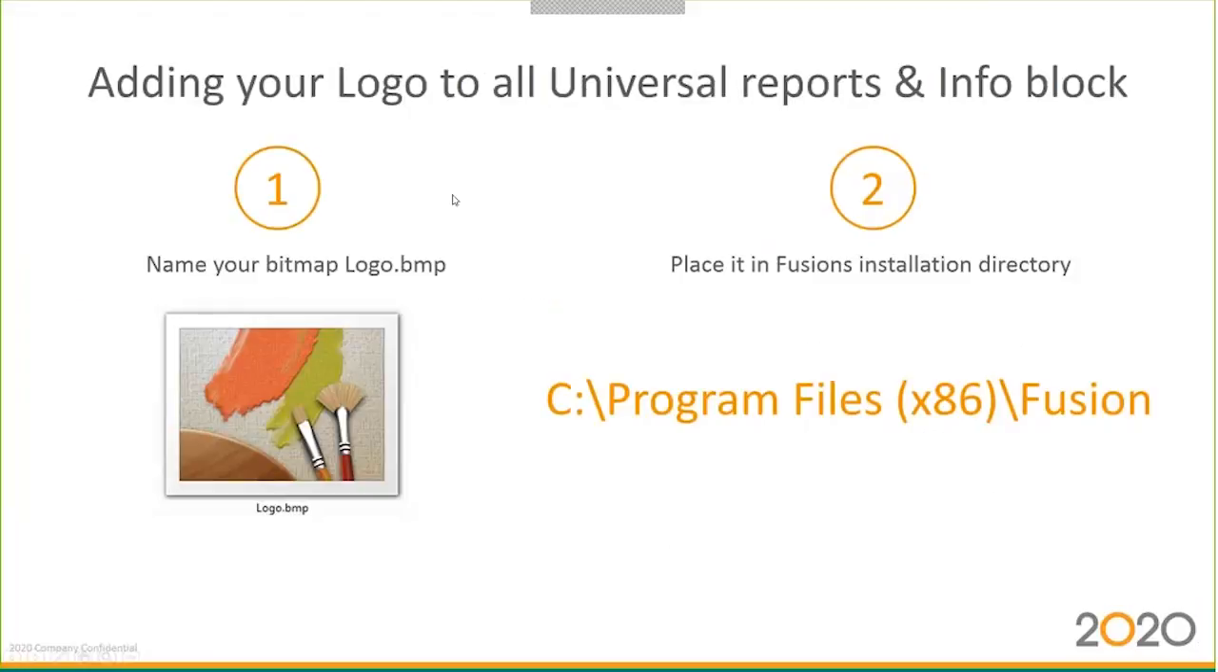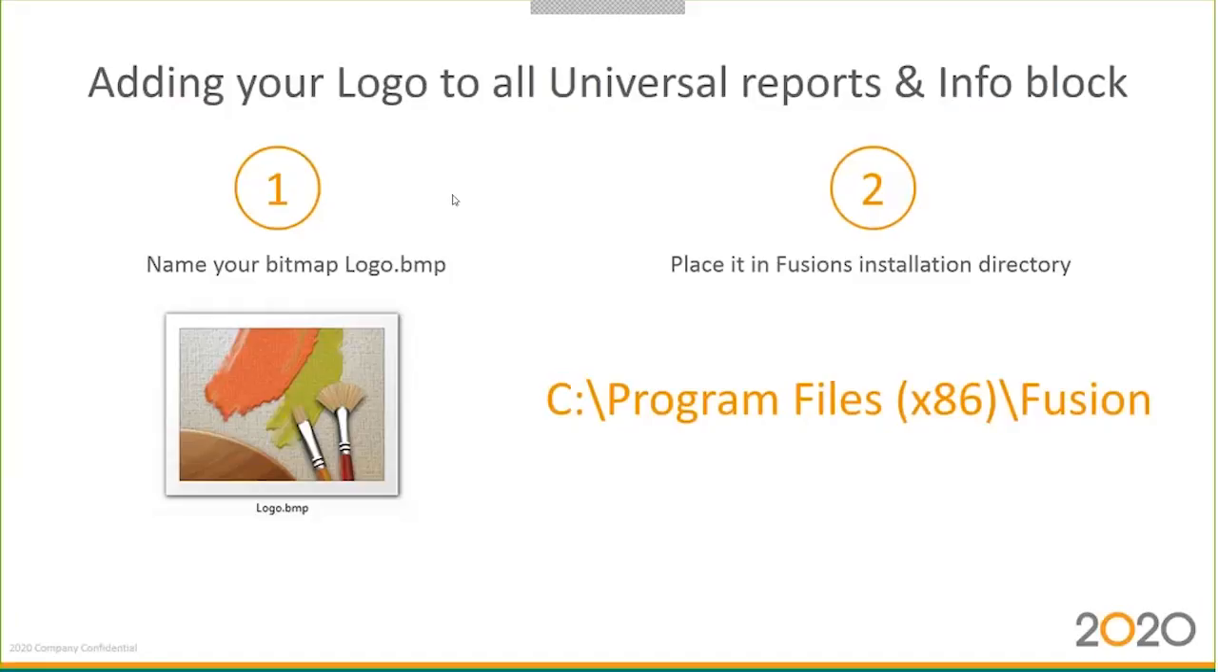Okay. The next topic we're going to move on to is customizing your universal reports. The universal report suite is standard for every Fusion customer. Every Fusion customer will have a set of universal reports. What you can do just to make these reports stand out a little bit more personalized or tailored to your company is add your company logo to all reports. It's really easy to do, and you only need to do it once. There's 3 simple steps.